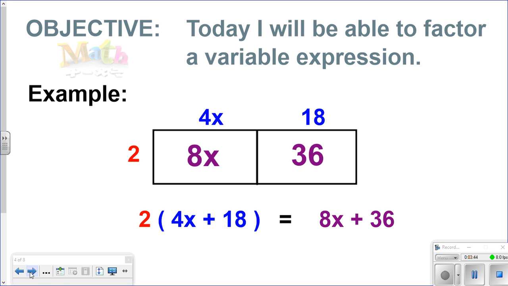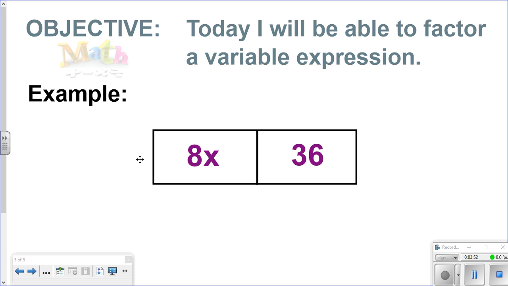What if I had factored out a 4 instead of a 2? Let's see what that looks like. There's my 8x plus 36, and I factor out a 4. Well, obviously, I'm not going to get a 4x here, because like I did with the 2, 2 times 4 is going to give me 8, but 4 times what is going to give me 8x? Well, obviously over here it's going to be 2x. And 4 goes into 36 9 times. So if one factor is 4, the other factor is 2x plus 9.